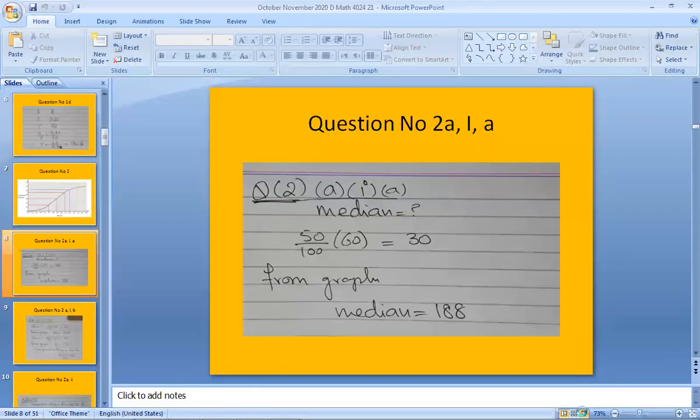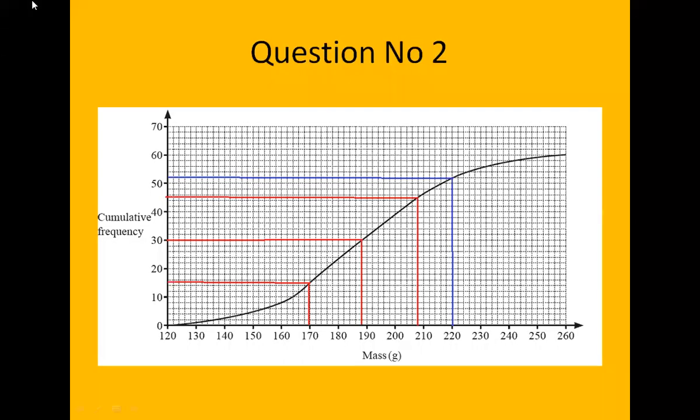Okay, so you can see here this red line, this is 45 cumulative. From there I went across, and below that I checked the value of x, and that will be something like 208, I think. And then 15, from here, come here and check what this is. It's something like 170. So this is Q3, and this is Q1. When you subtract these two values, you will get the interquartile range.